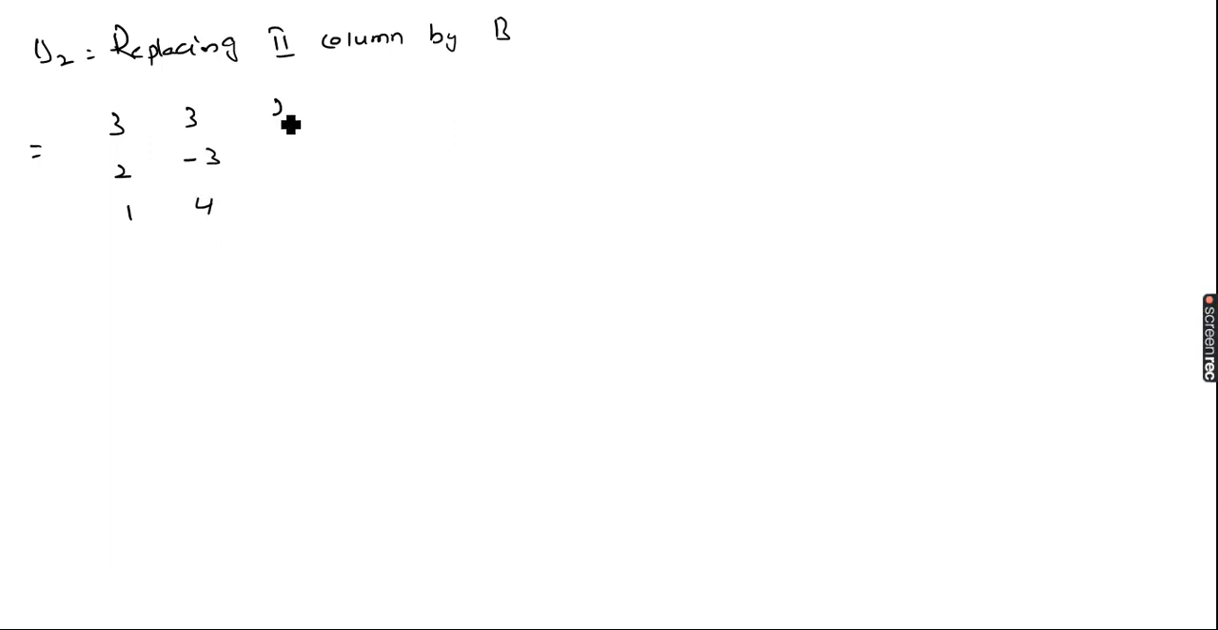And next, delta 2. What is delta 2? Replacing the second column by B. So that is nothing but we get written in order 3, 2, 1. It is the first column. What is the second column? 3, minus 3, 4, 2, minus 1, 1.